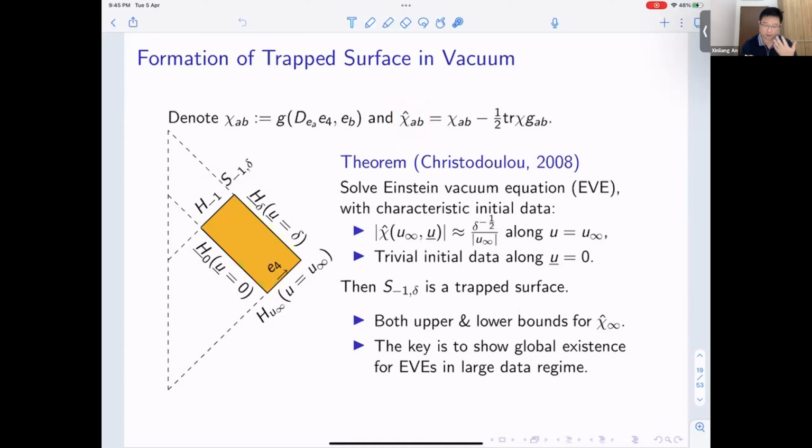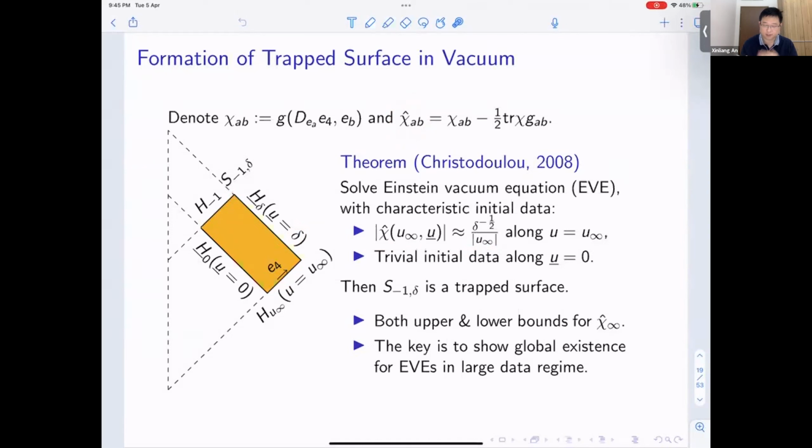The Christodoulou result is that he solved the Einstein vacuum equation in this yellow region, and he prescribed trivial data here, and he prescribed short pulse data, which is the K hat. There will be both upper and lower bounds, where he introduced a small length, delta, and it will be delta to the minus a half over U. So U infinity could be very far away from past null infinity. Under this initial data, he can show that a trapped surface of radius 1 will be formed.